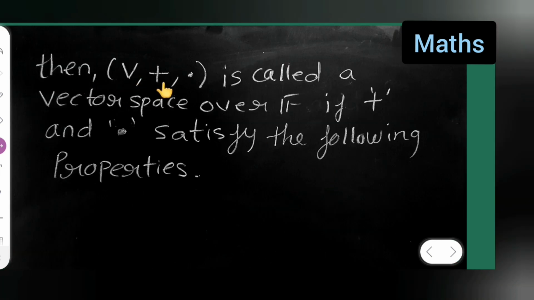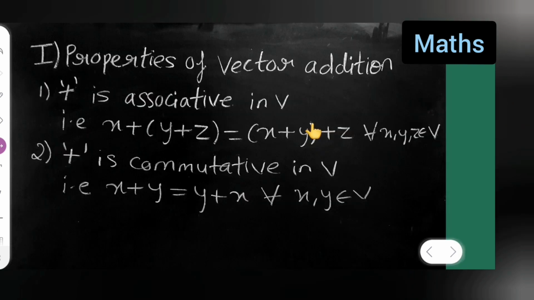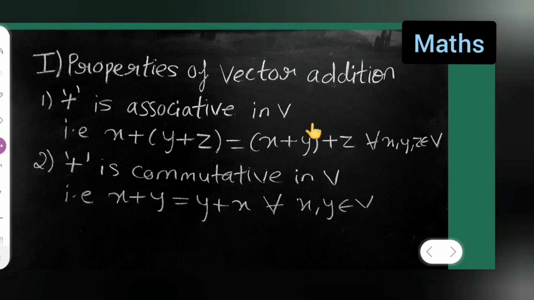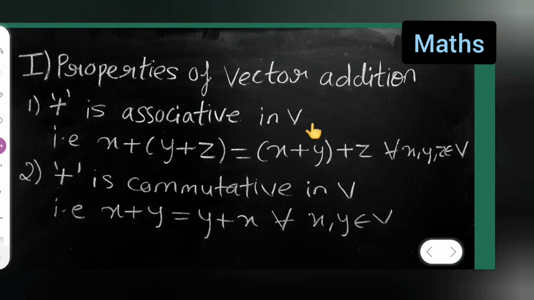Moving to the next page, continuation. Then V, this vector set under addition and multiplication dot, is called a vector space over a field if addition and scalar multiplication satisfy the following properties. It should satisfy the following properties, then only you can say it is a vector space over a field. Now the first property is over here, and I hope you all can see this clearly.